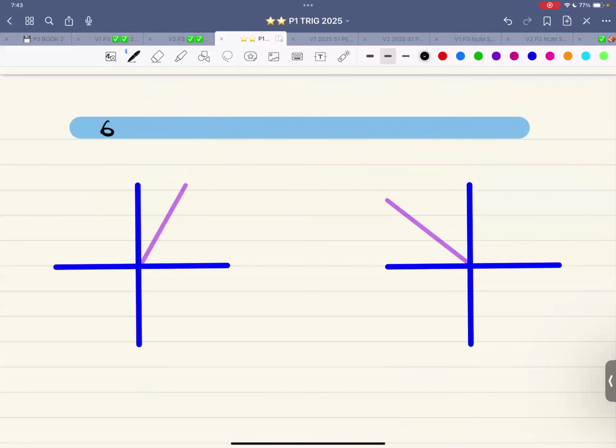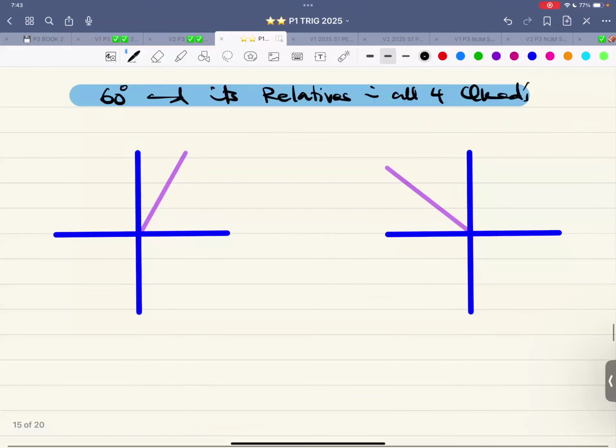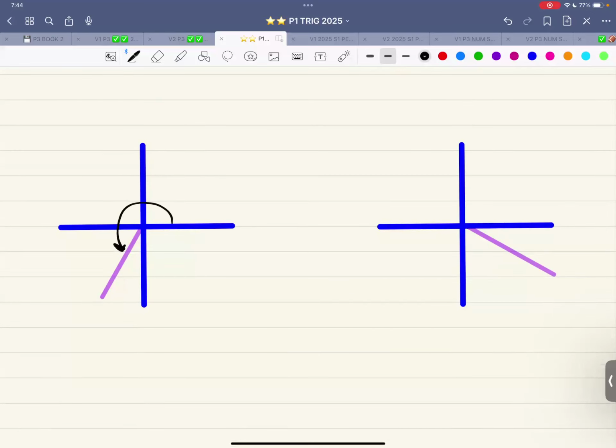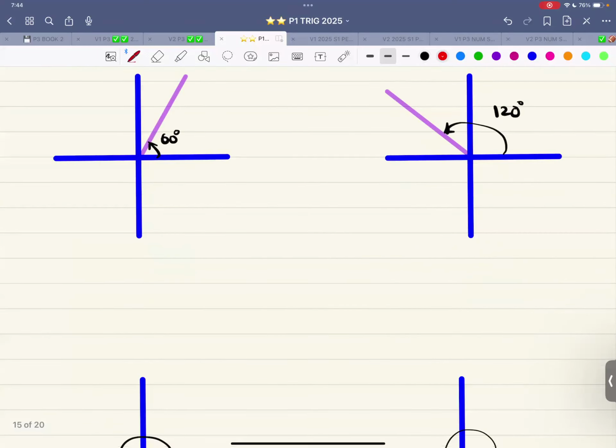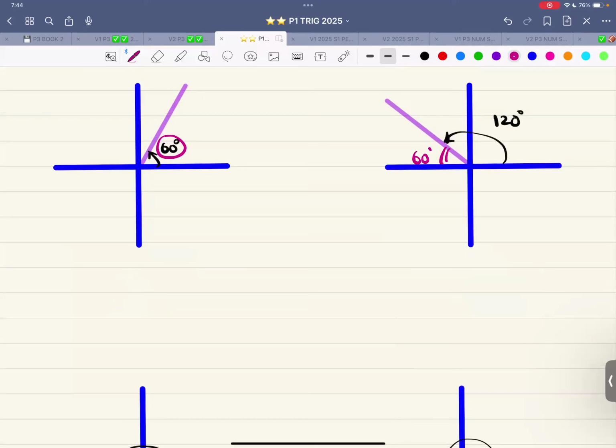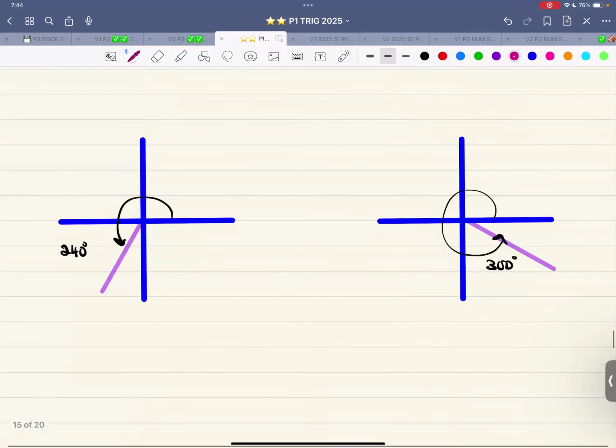That is 60 degrees and its relatives in all four quadrants. So now this is 60, this is 120, this is 240, this one is 300 degrees. Focus on the angles. This basic angle is 60. Over here, this is 60, 120 plus 60, 180. 240 minus 60, that is 180.